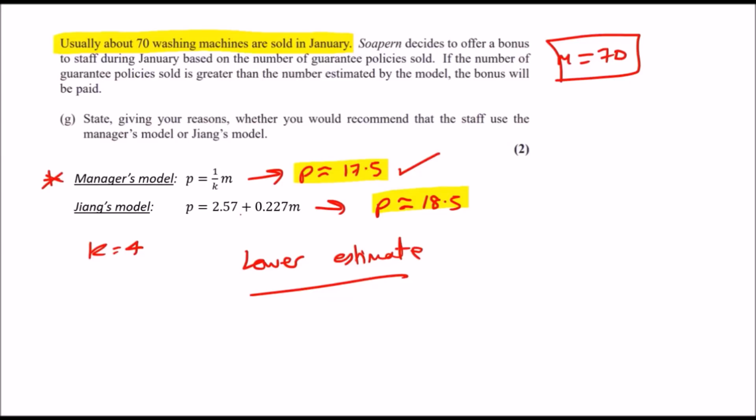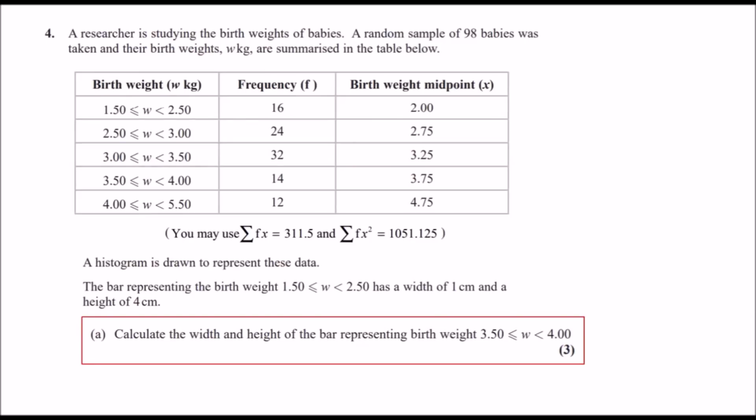And that's it, guys. That's 3 done. All right, question 4, guys. So we've got a researcher who's studying the birth weight of babies. A random sample of 98 babies was taken, and their birth weights in kg are summarized in the table below. A quick note here: we know that n, which is the sample size, equals 98. So let's just make a note of that here.